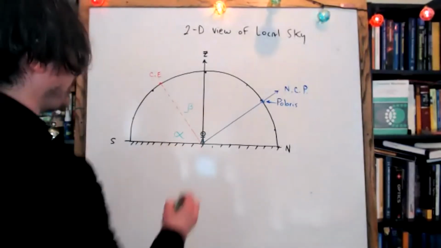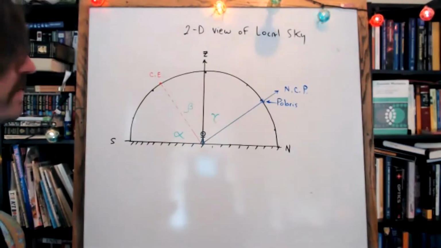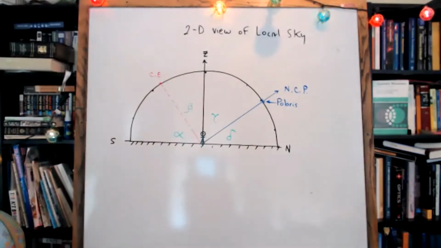Let's label the third angle gamma. Gamma looks like a squiggly Y. And then the fourth angle is delta, which looks like a squiggly D or a music note. I'm going to turn the lights up just a little bit.